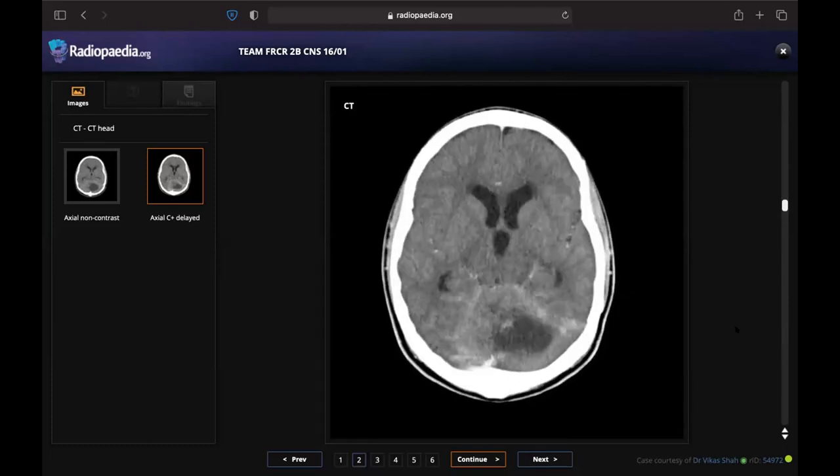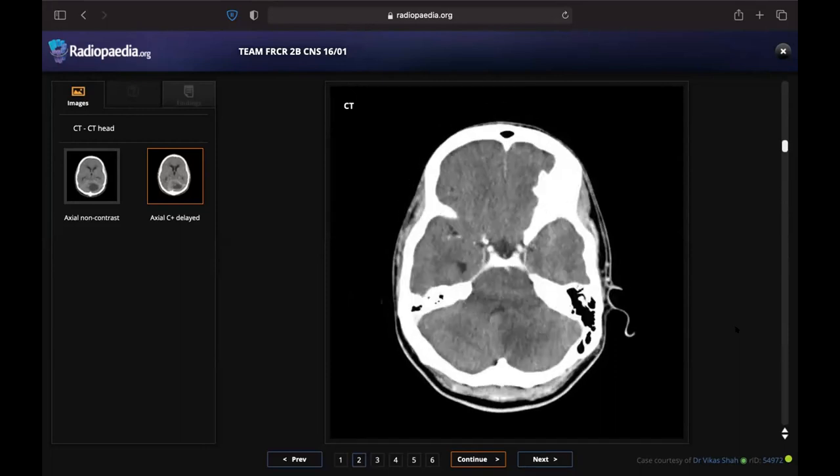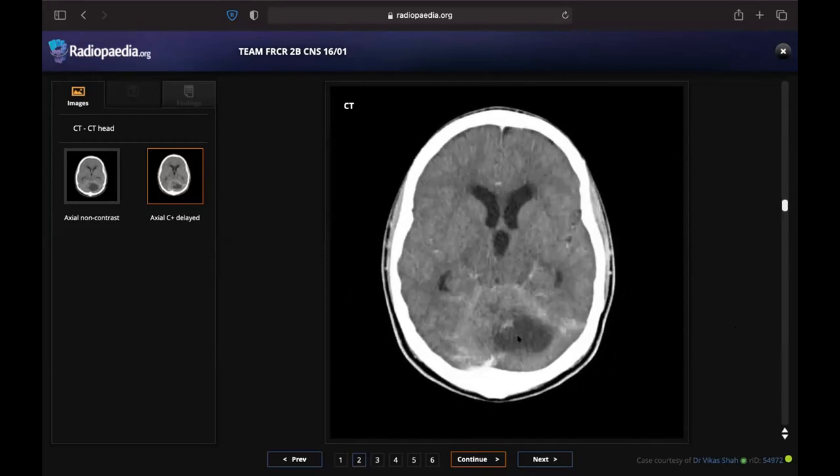What else can be the differential? It could be a hemangioblastoma as well. But I would expect it to be more intensely enhancing than this. What is this? Yeah, this is the solid nodule that is enhancing. Okay.